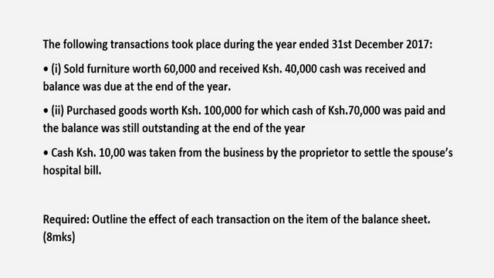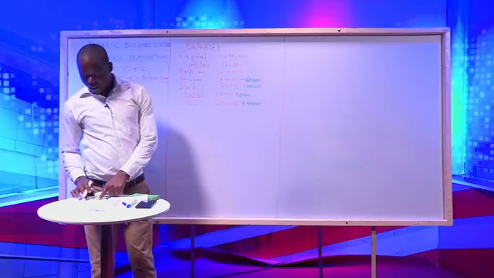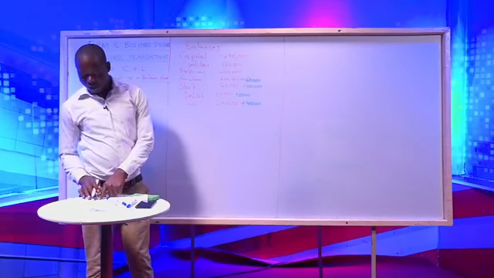Second transaction. Purchase goods worth 100,000, for which cash 70,000 was paid and the balance was still outstanding. When we purchase goods, we have a rise in stock. So we go to stock, we add 100,000.